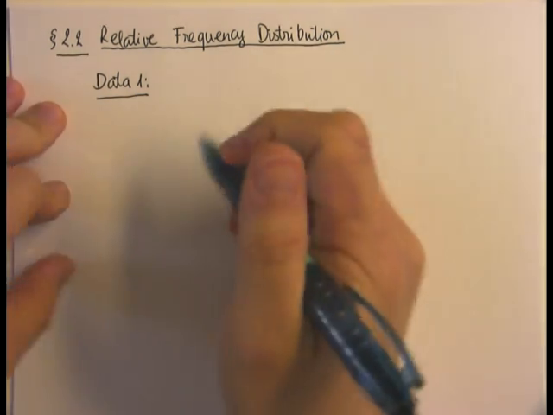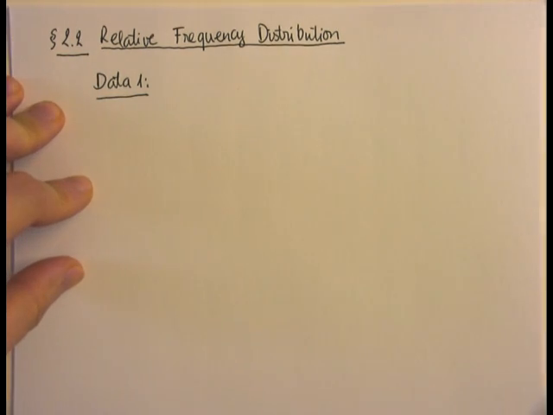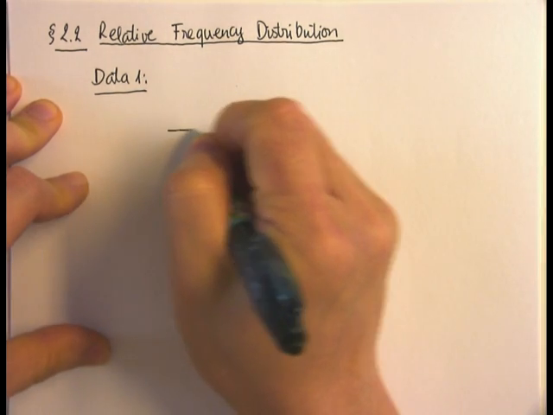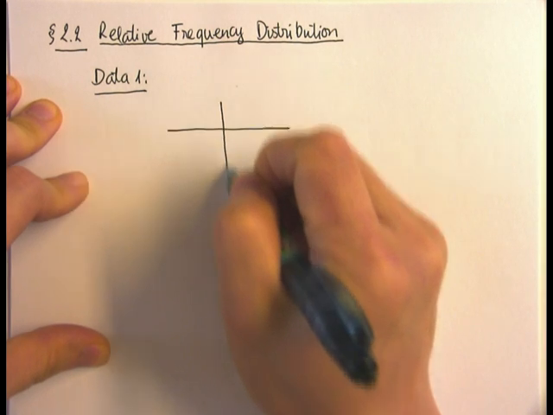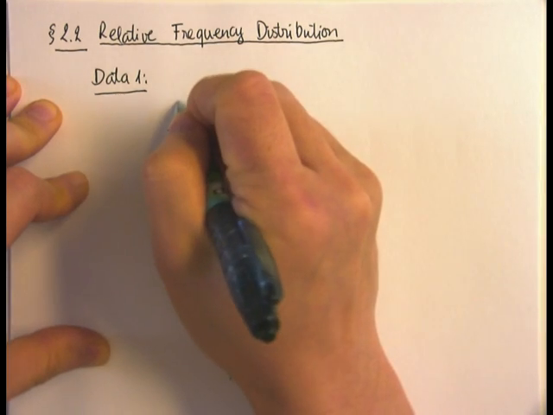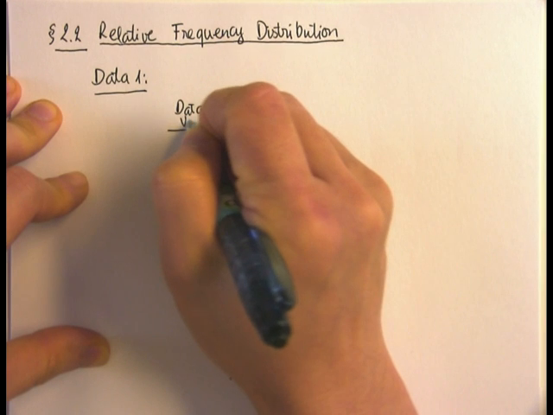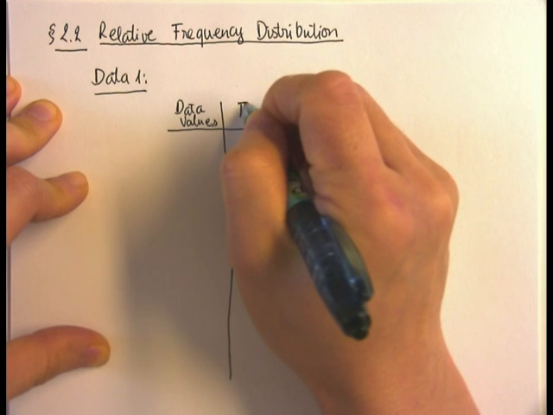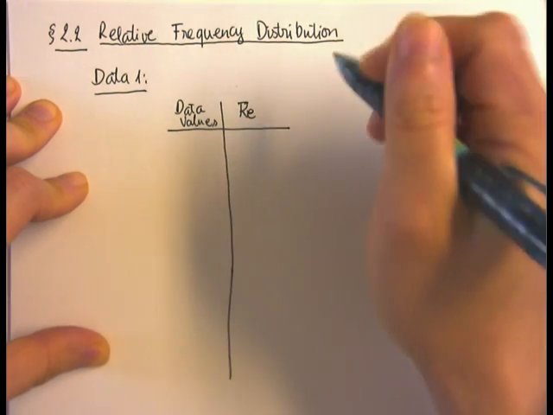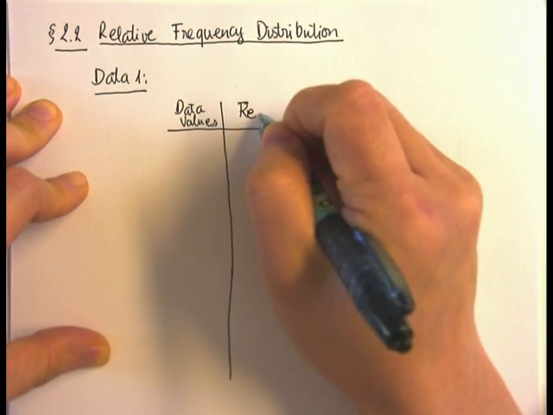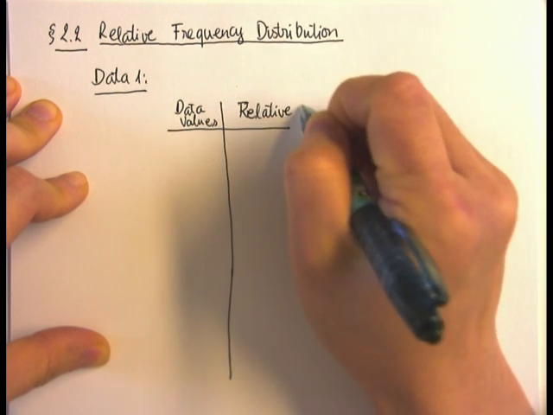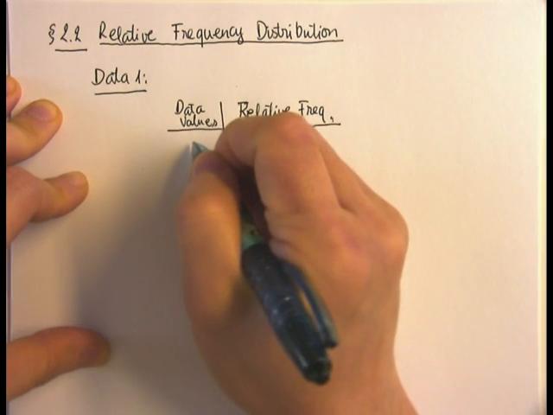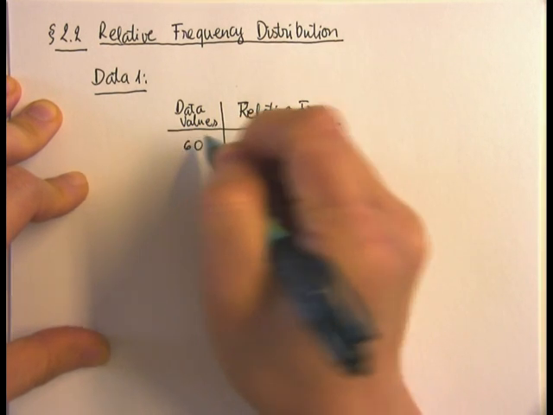Here we're going to build a similar one, but this time I decided to build a vertical table instead of the horizontal table like before. So here's my vertical table. On the left-hand side, I make a list of all the data values. And instead of doing the frequency, I'm just doing the relative frequency this time.